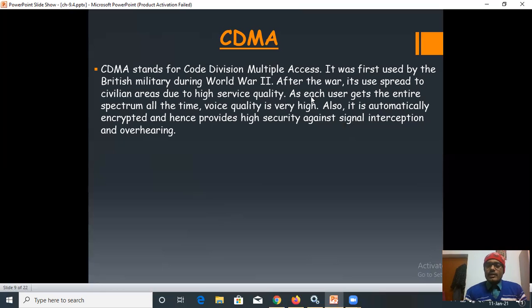But now it is not used, it has been banned. As each user in this technology gets the entire spectrum all the time, voice quality is very high, it is automatically encrypted, and hence provides high security against signal interception and overhearing.